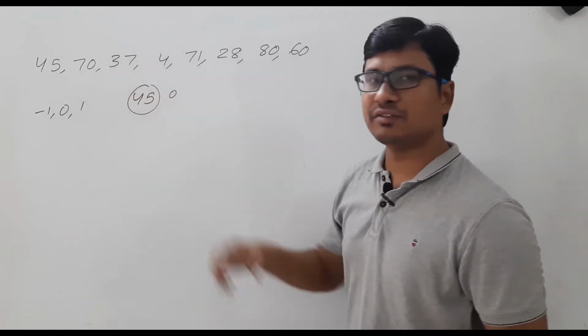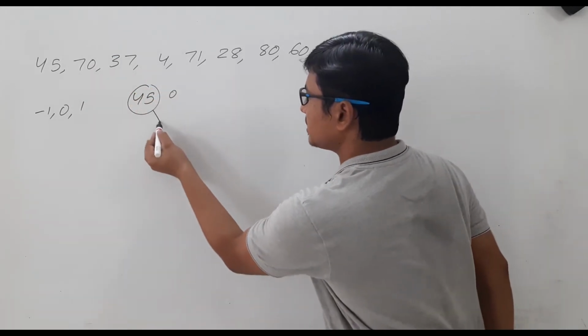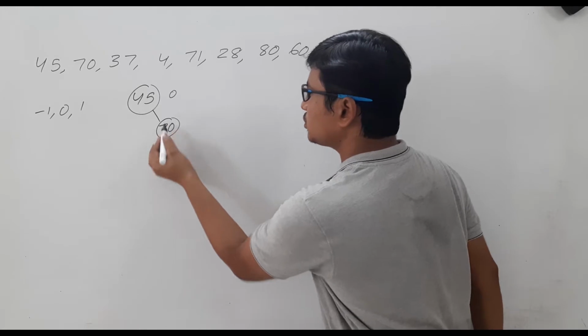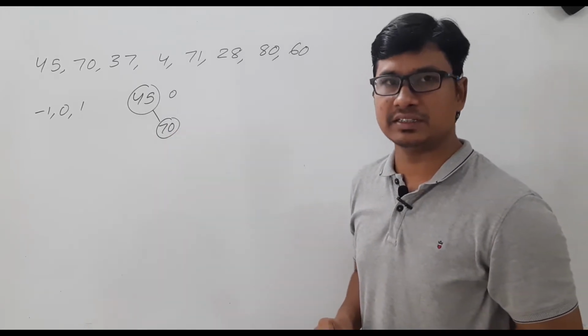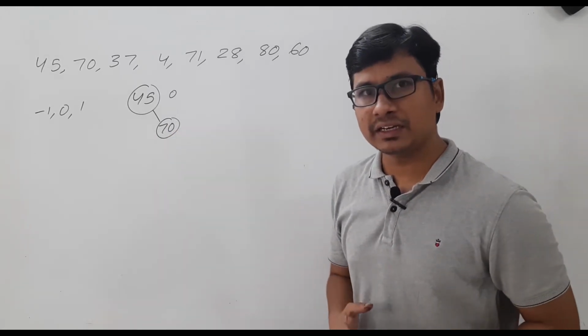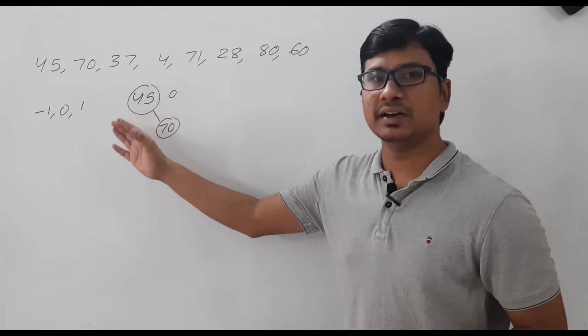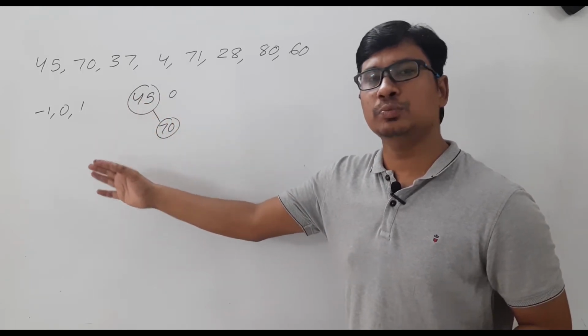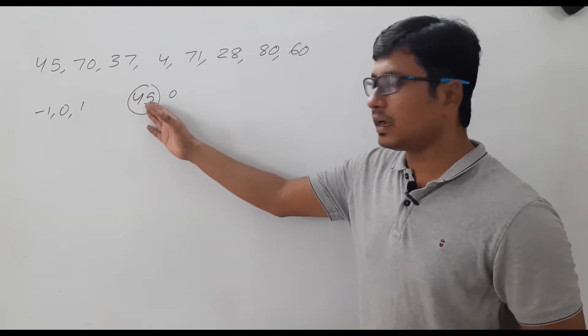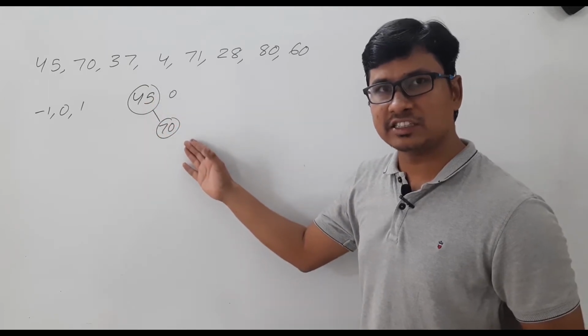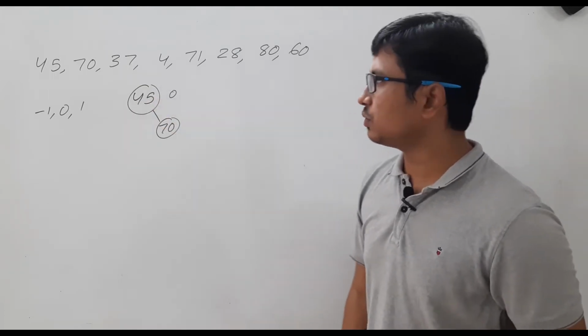Next I want to insert 70. 70 is greater than 45, so I will insert here, because first it should satisfy the properties of the binary search tree. What is the property of binary search tree? The elements in the left subtree should be less than the root node, and the elements in the right subtree should be greater than the root node.